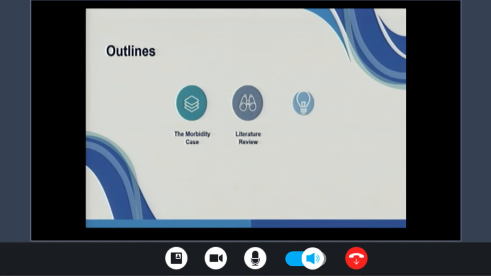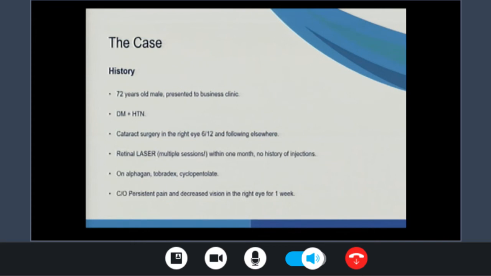So the outline of this presentation is, first we'll talk about the case, and then we'll do a brief literature review, and then finally conclusion. So my patient is a 72-year-old male presented to the clinic in King Abdulaziz University Hospital. He is known to have diabetes mellitus and hypertension for many years, and he has a history of cataract surgery in the right eye 6 months prior to his presentation and still following elsewhere.